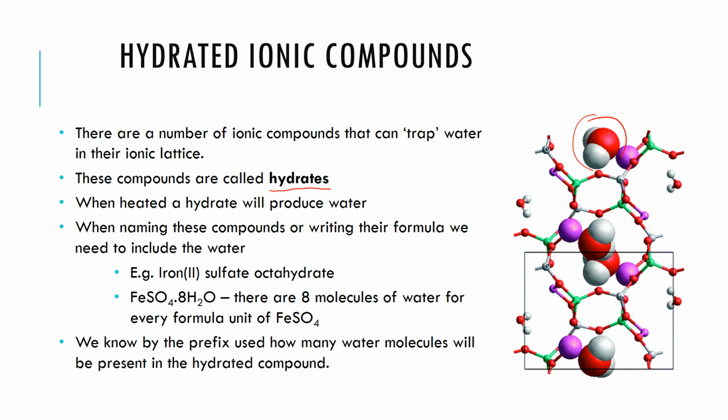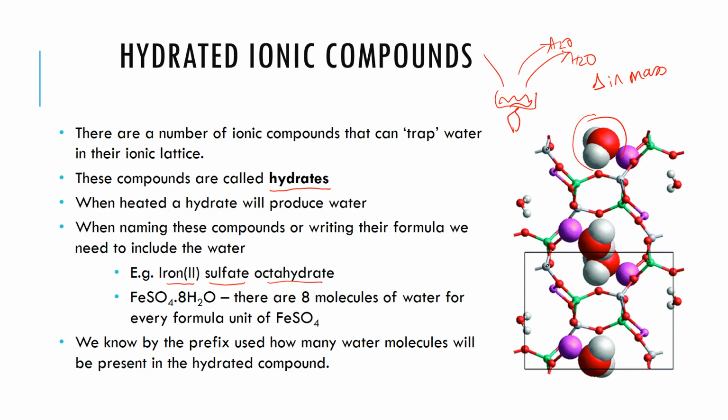When you heat a hydrate, so if you take a sample of a hydrate and heat it up, of course you'll get water vapor coming off. Then you'll get a change in mass, and we can work out how much water is in there by heating it. If we look at the example we have here, we have iron 2 sulfate octahydrate.